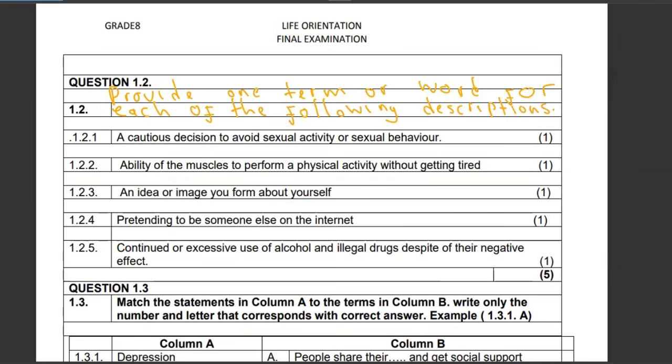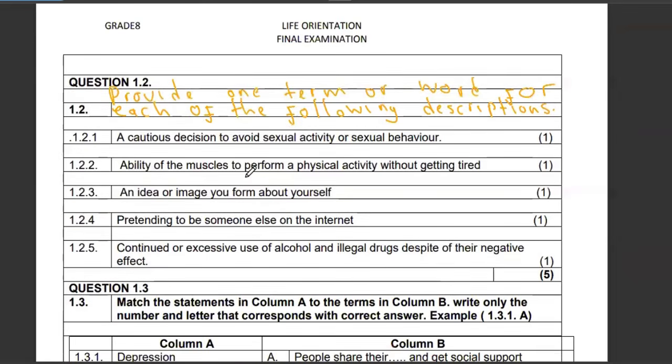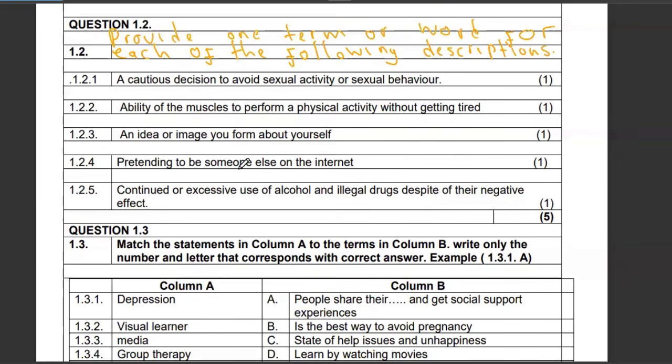So we are looking for terms which are appropriate for each of the following descriptions from 1.2.1 up to 1.2.5. We are looking for a suitable term which we can use for each of the following descriptions. So now moving on, the first one reads, a conscious decision to avoid sexual activity or sexual behavior. This decision is known as abstinence. When you decide to stay away from sexual activity or sexual behavior, that is defined as abstinence. So that's the correct term there.